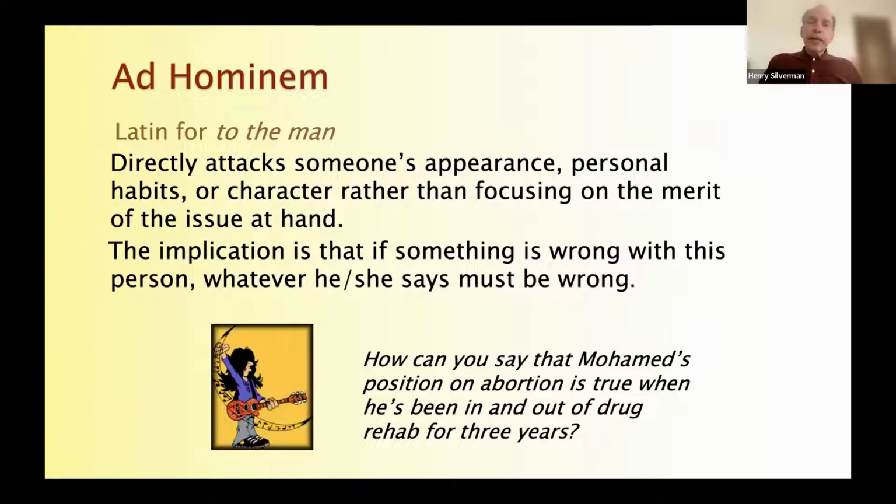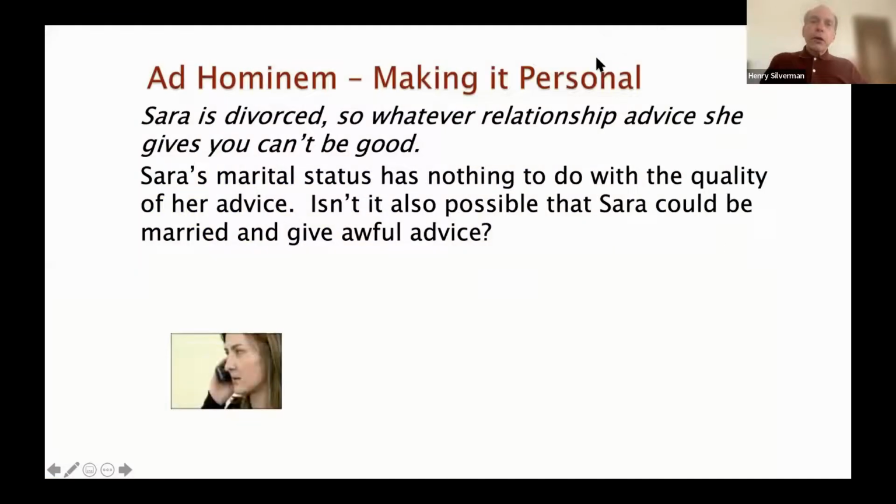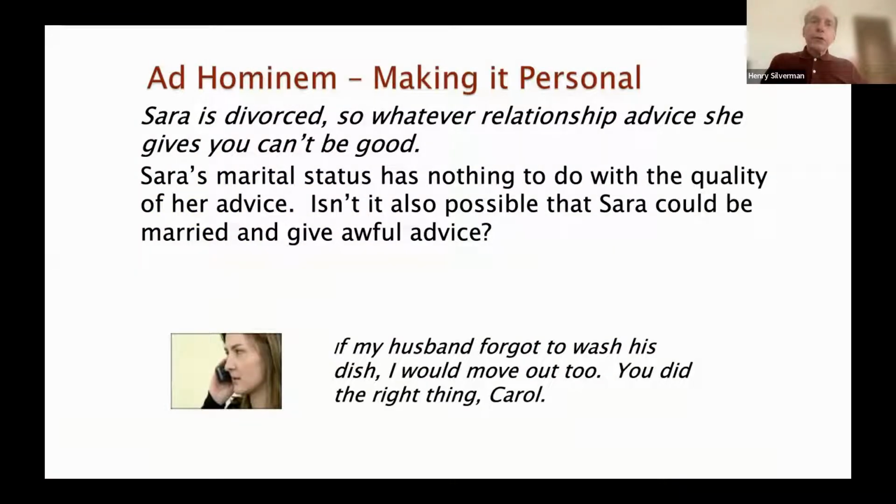So, an example: how can you say that Muhammad's position on abortion is true when he's been in and out of drug rehab for three years? So that's attacking the person, not the argument. Here's another example. Sarah is divorced, so whatever relationship advice she gives you cannot be good. Sarah's marital status has absolutely nothing to do with the quality of her advice. It's also possible that Sarah could be married and give awful advice.